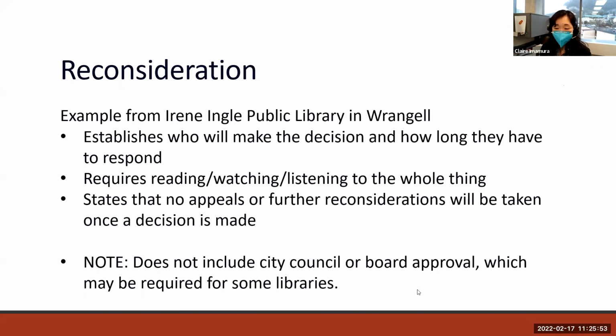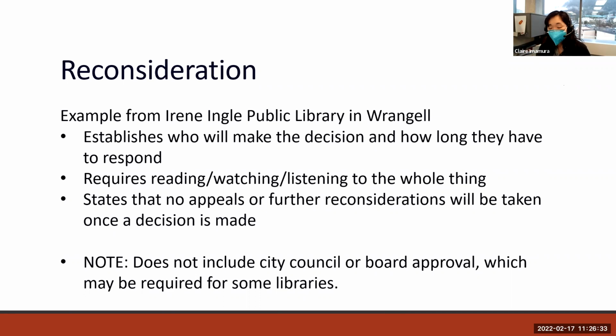It's quite detailed. It establishes who is going to make that decision and how long they have to do that, which is important. It sets a reasonable timeline for that challenge. It also states that when library staff or whoever is on the committee are reviewing those materials, they're going to read or consume the whole thing. So they're going to take the whole work into consideration, not just certain parts or pages or sections.